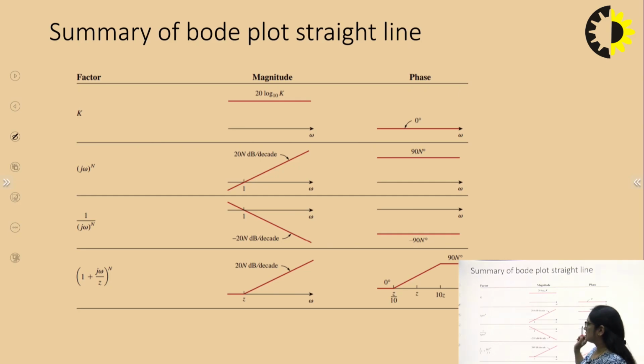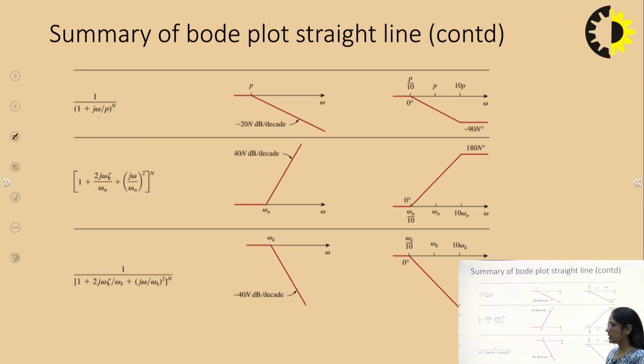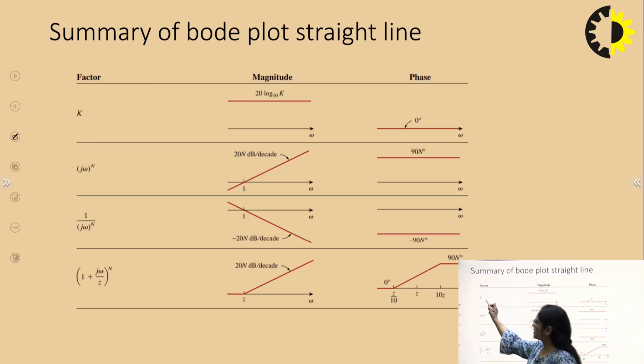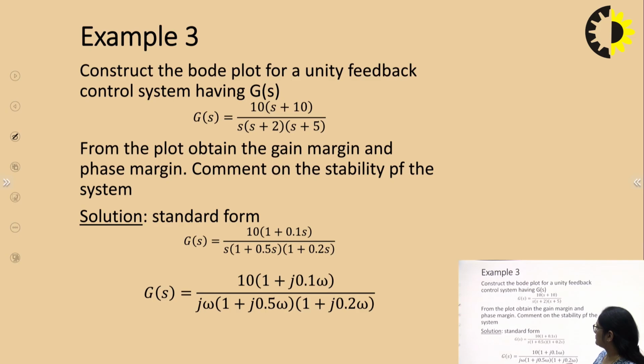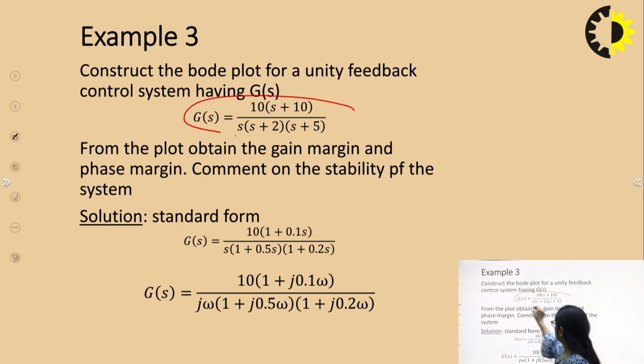So this is the table to be referred to for sketching a Bode plot. These are the factors, this is the slope for magnitude, and this is the slope for the phase. The table continues for different factors: a constant value, a 0 at the origin, a pole at the origin, a simple 0, a simple pole, a complex 0, and a complex pole. So, to draw a Bode plot, this table needs to be referred to. We can take one example to understand.